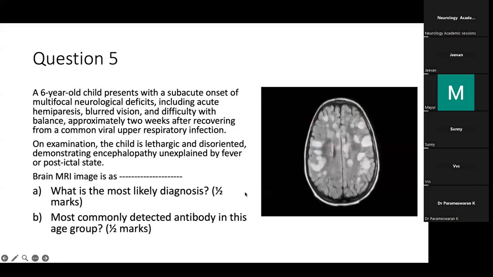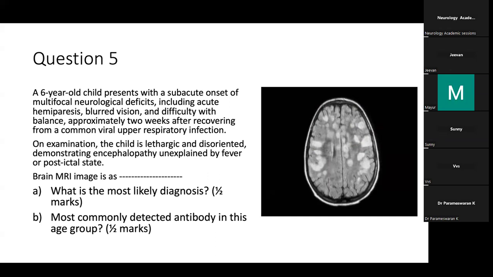A 6-year-old child presents with subacute onset of multifocal neurological deficits, including acute hemiparesis, blurred vision, and difficulty with balance, approximately 2 weeks after recovering from a common viral upper respiratory tract infection. On examination, the child is lethargic and disoriented, demonstrating encephalopathy unexplained by fever or postictal state.